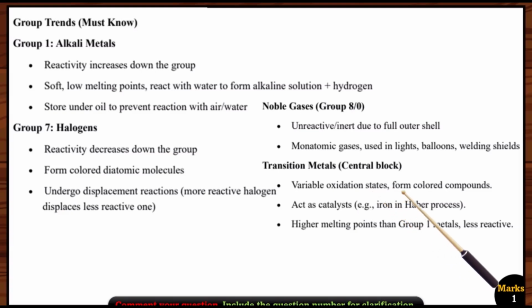And most of their compounds are colored. They always make colorful compounds. Also, they act as catalysts. Why do they act as catalysts? Because they have variable oxidation states. Similarly, they have very high melting points compared to group 1 metals, and they are less reactive compared to other metals. So now let's see one by one each question related to this chapter.